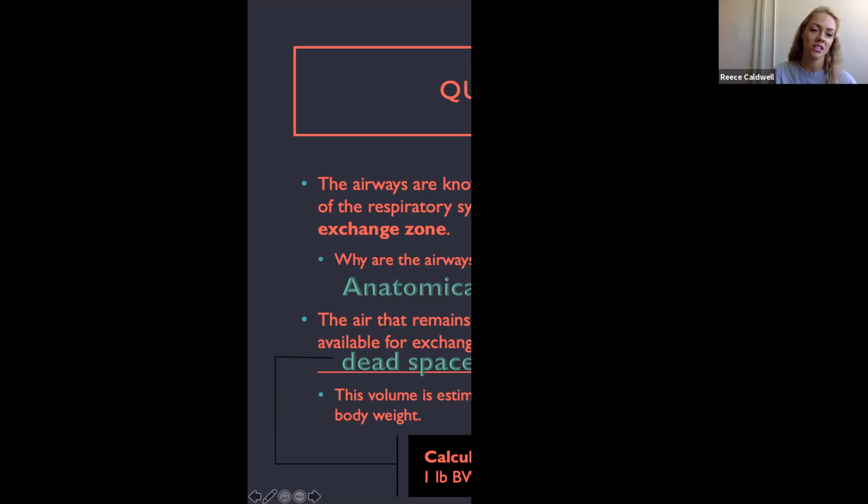So dead space luckily has a really easy conversion factor. For every pound of body weight, there will be 1 milliliter of dead space. So if you weigh 120 pounds, you'll have 120 milliliters of dead space. If you weigh 200 pounds, you'll have 200 milliliters of dead space. So that's kind of how you can estimate how much volume is in specific people's dead space.